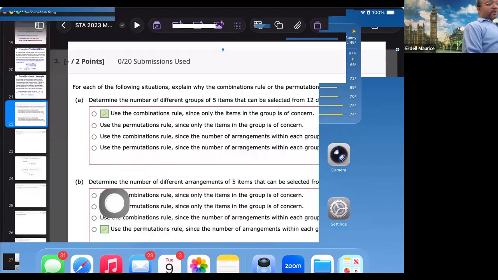Then determine the number of different arrangements of 5 items that can be selected from 12 distinct items. This one is going to be a permutation because we're considering the order in which they are arranged. Yes? Questions there?